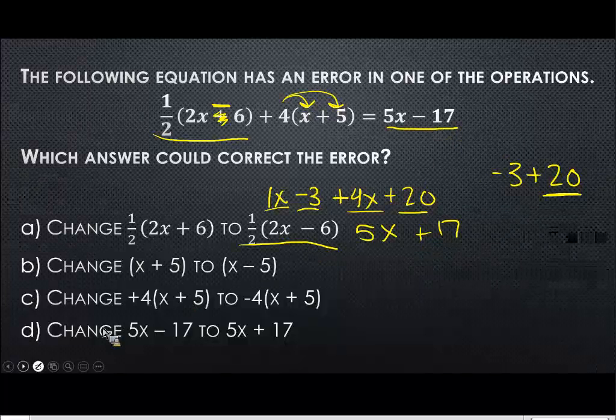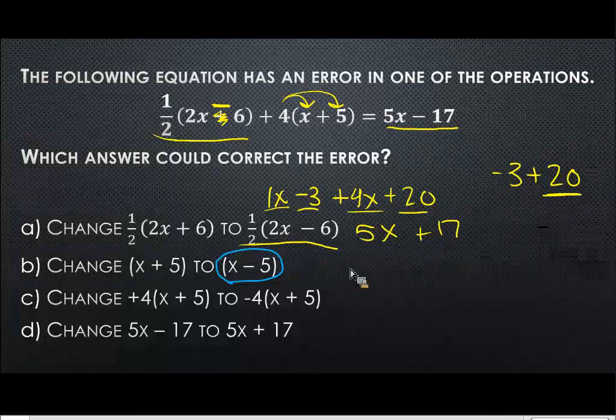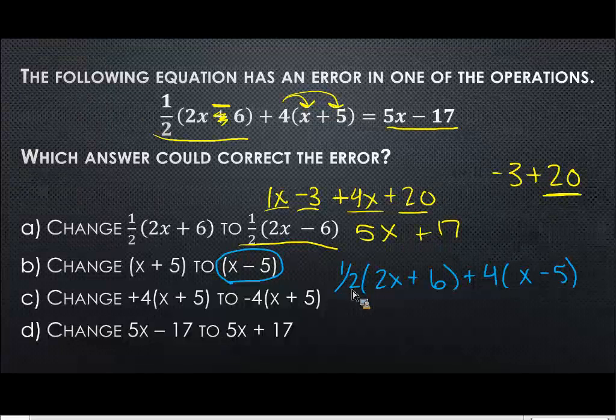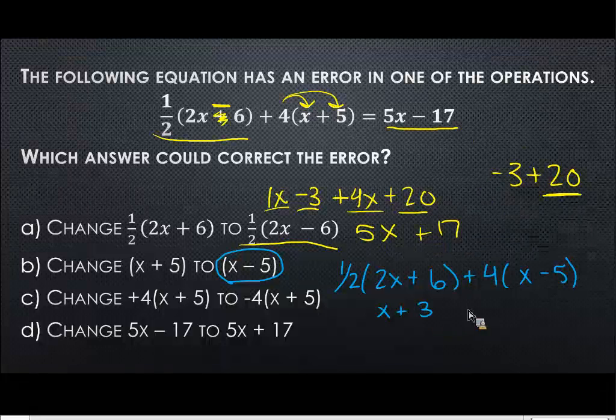So let's try the second one, right? So let's change this x plus 5 to x minus 5. So I'm going to rewrite my expression. Remember, this 2x originally is plus 6. 4 times x minus 5. Okay, let's check it. So if I have 1/2, remember whenever you're distributing a fraction, you're dividing, right? So this would be x plus 3.